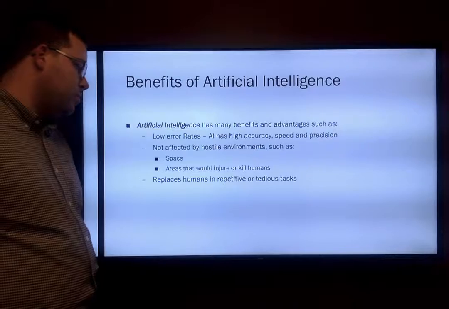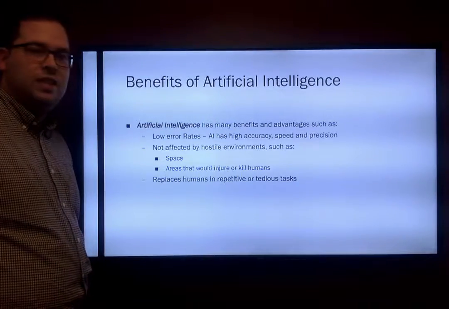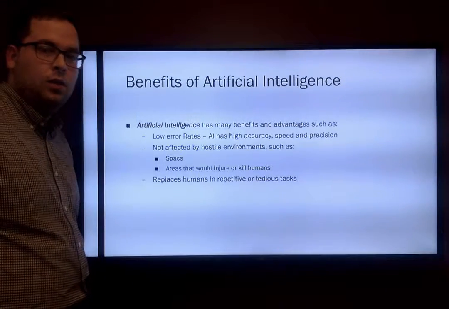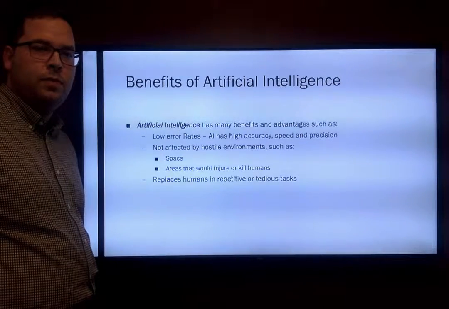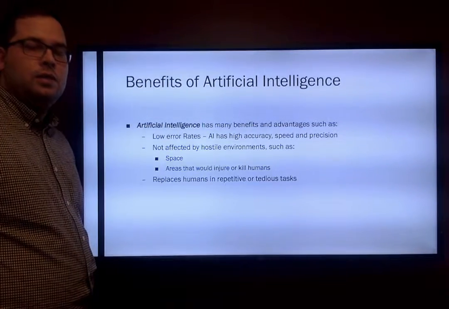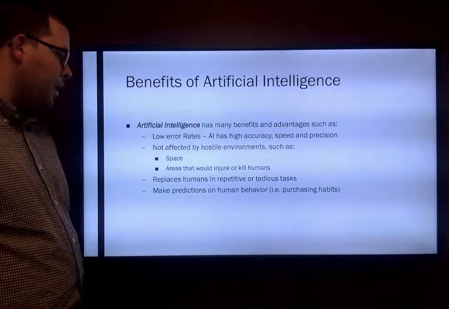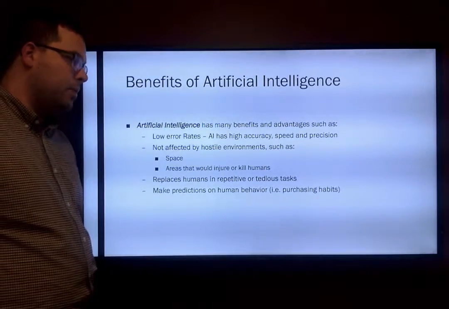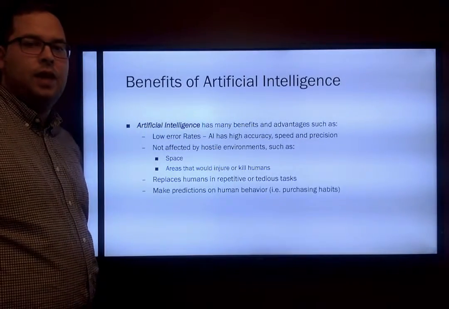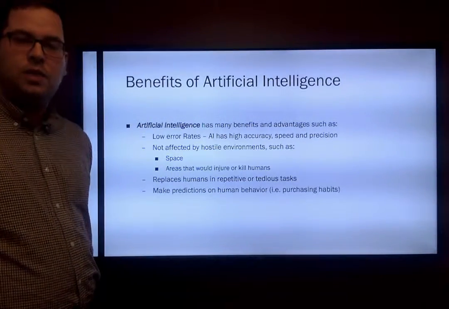Artificial intelligence replaces humans in repetitive or tedious tasks. So in the long term, this can save humans from different diseases or injuries resulting in repetitive motion. And it can make predictions on human behavior, such as purchasing habits, and again, I briefly discussed that as it relates to Amazon.